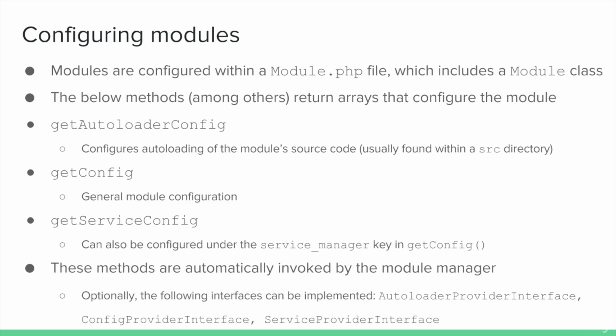You can also implement these interfaces: AutoloaderProviderInterface, ConfigProviderInterface, and ServiceProviderInterface, instead of just declaring these methods by convention. You can actually choose which approach you like the most, but in my personal opinion, I like implementing these interfaces because then I'm not relying on a convention that new people to the framework won't necessarily know about.